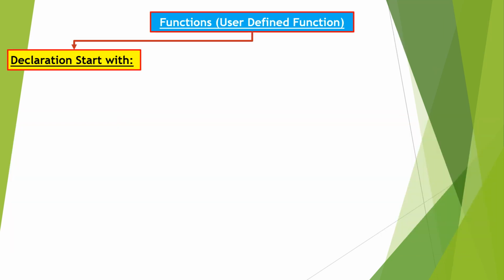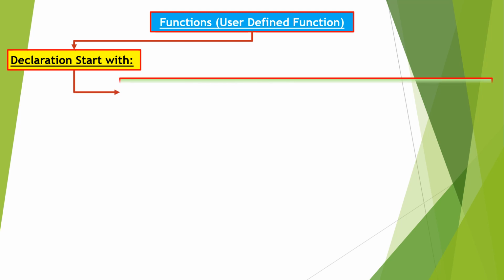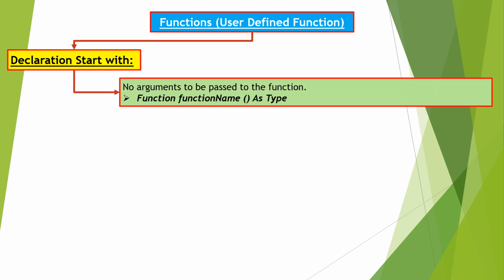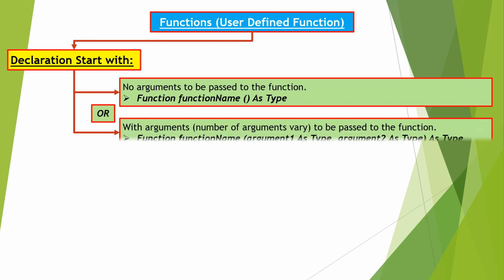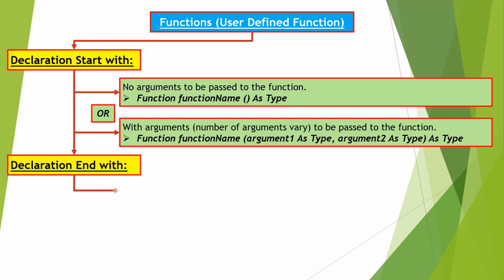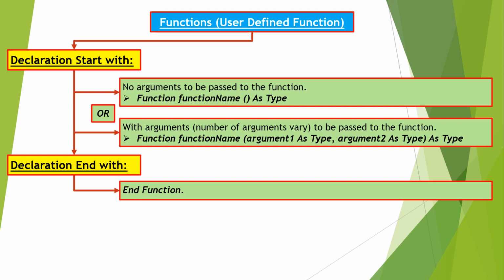Function or user-defined function, UDF, declarations start with Function. If no arguments are to be passed to the function, then the declaration starts with Function, function name, open close bracket, followed by As type. With an argument list to be passed to the function, the declaration starts with Function, function name, open bracket, argument list, close bracket, then followed by As type. Function declarations end with End Function.